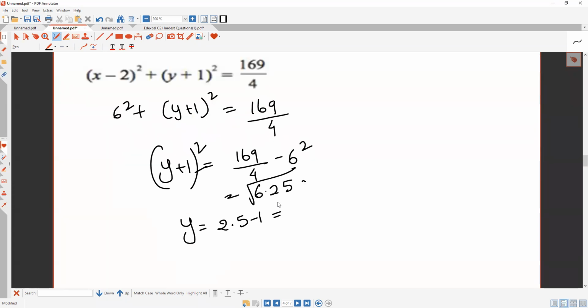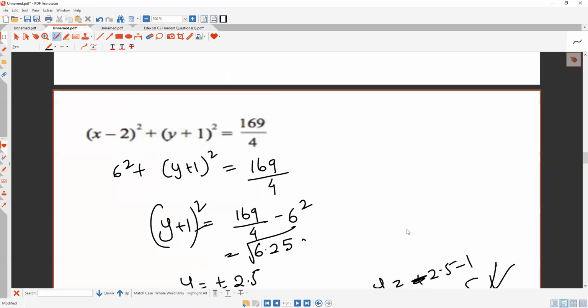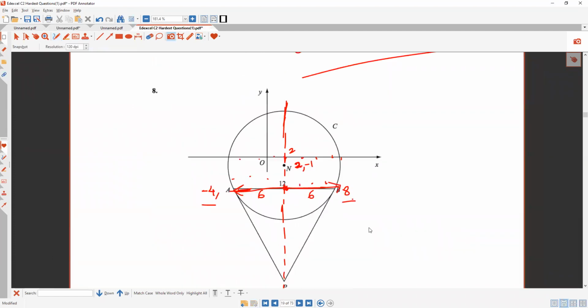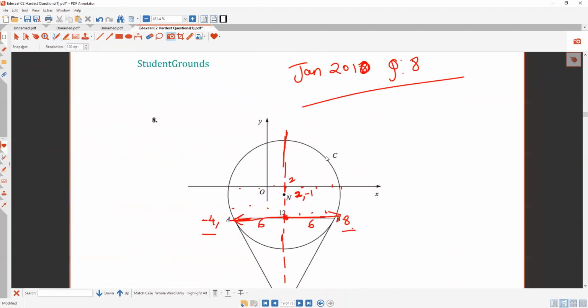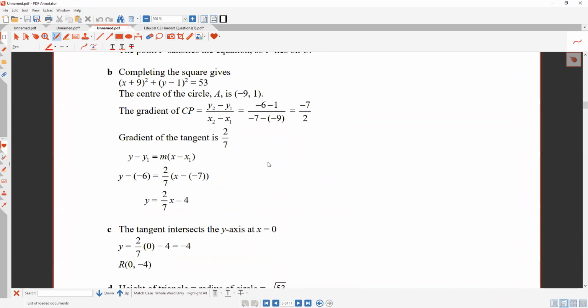Okay, there are actually two y coordinates we are getting. Let me check. The root of 6.25 is plus or minus 2.5. So y is equal to 2.5 minus 1, and y is equal to -2.5 minus 1. So it's going to be 1.5 or -3.5. This should be your answer, because your point is below the x-axis. Check, it has to be negative, not above. Above it would be 1.5, but below it is going to be -3.5. So -3.5 is your answer.